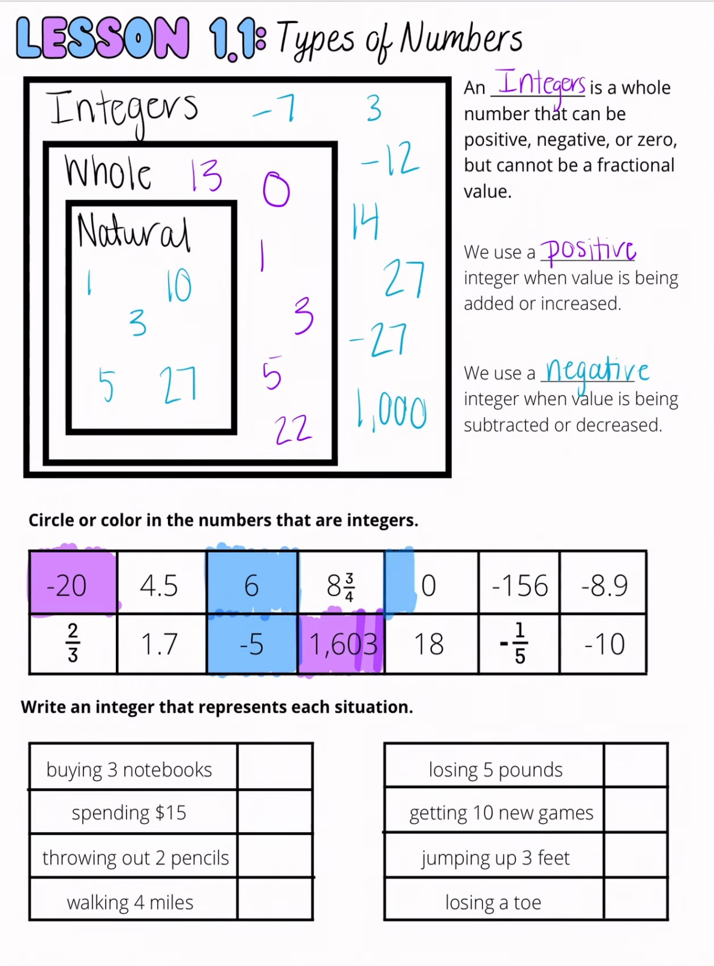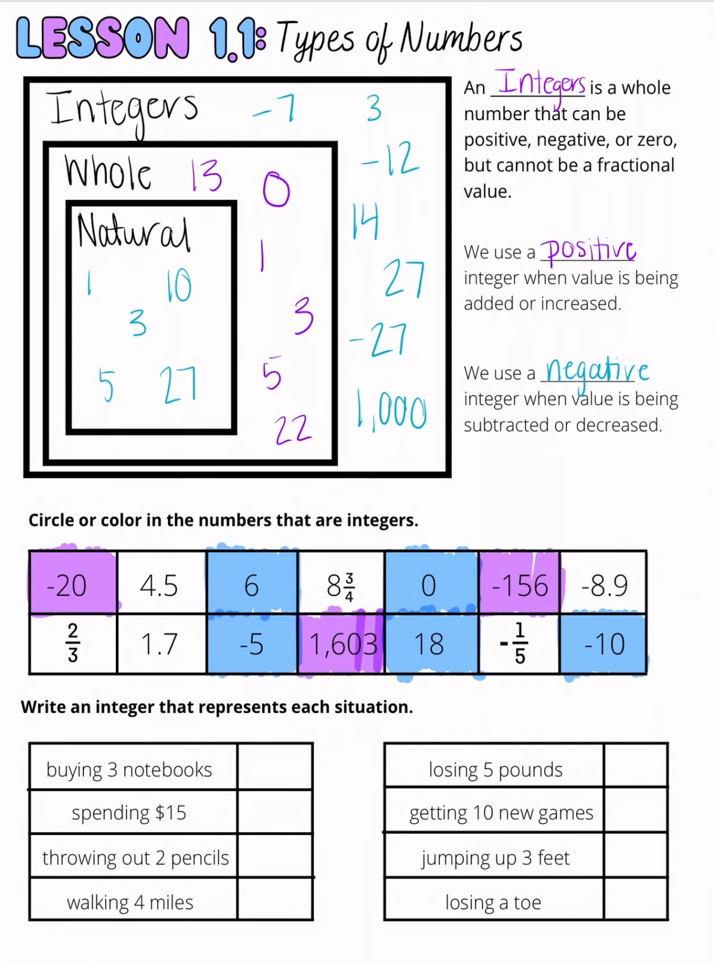0 is an integer. 18 is an integer. -156 is an integer. It's a whole number, okay, it's just negative. -1/5 is not an integer. -8.9 is not an integer. Both of those are rational numbers, which we'll get to later on in the year. -10 is an integer. Okay, so the first thing you have to be able to do is just identify what type of number it is. So is it an integer? Is it not? Eventually we'll get to where we're doing rational and irrational, but that's later on in the year.